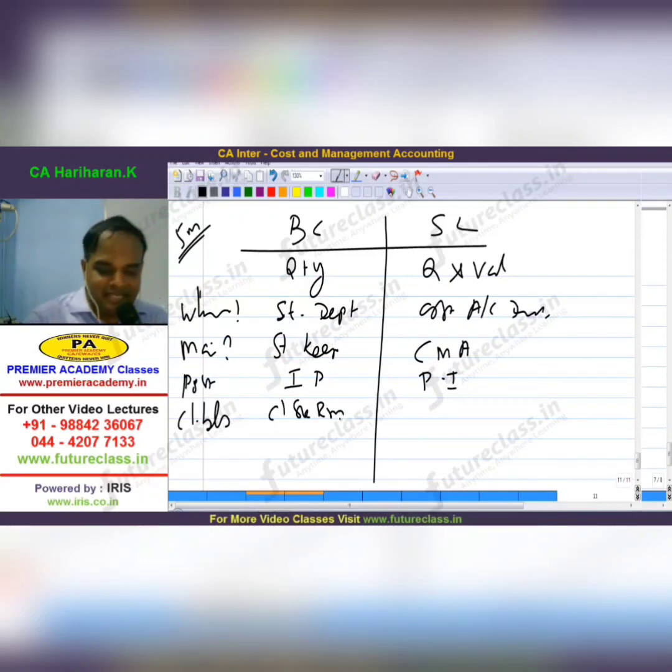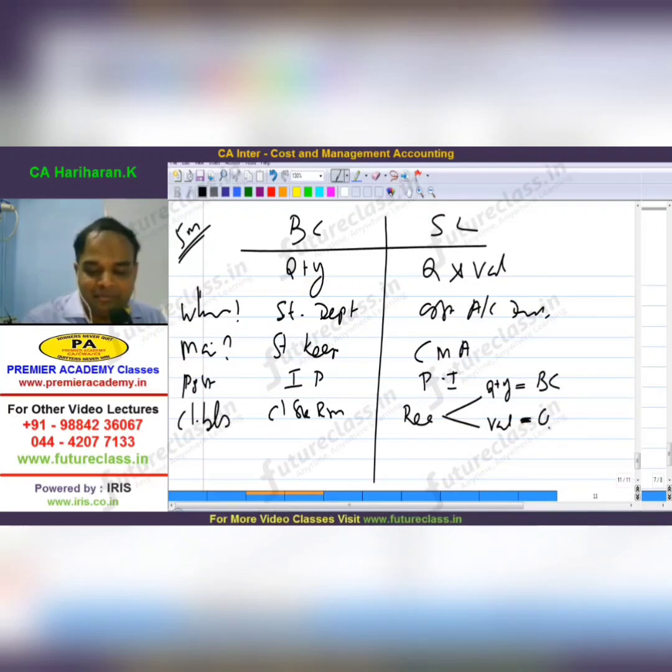Whereas in the stores ledger, the closing balance is for the purpose of reconciliation. What reconciliation? Quantity reconciliation and value reconciliation. Quantity we reconcile with the bin card, value we reconcile with the general ledger. At the time of purchase, you pass the entry into the general ledger; value wise, you have to verify whether it is tallied or not.